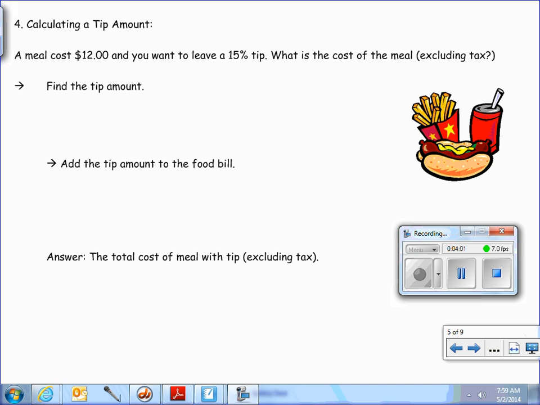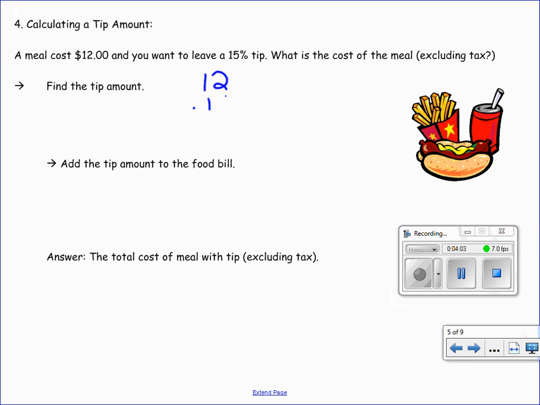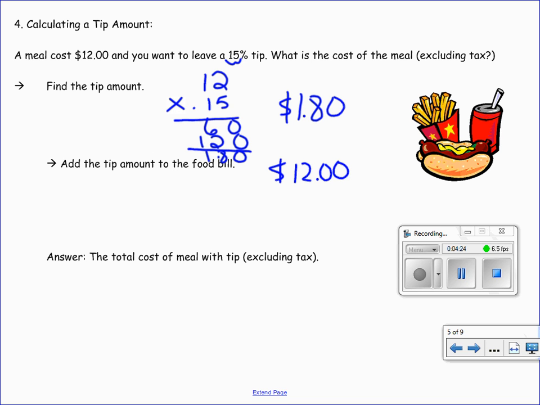So I'm going to take the $12 meal, I'm going to multiply it times 0.15. So my tip amount is $1.80. I'm going to take that tip amount and add it to the food bill. The total cost of the meal, excluding tax, is $13.80.